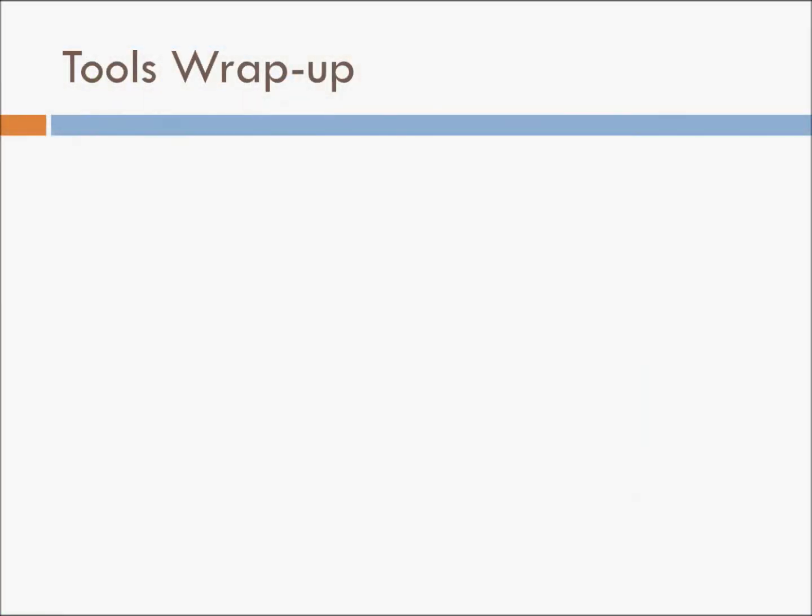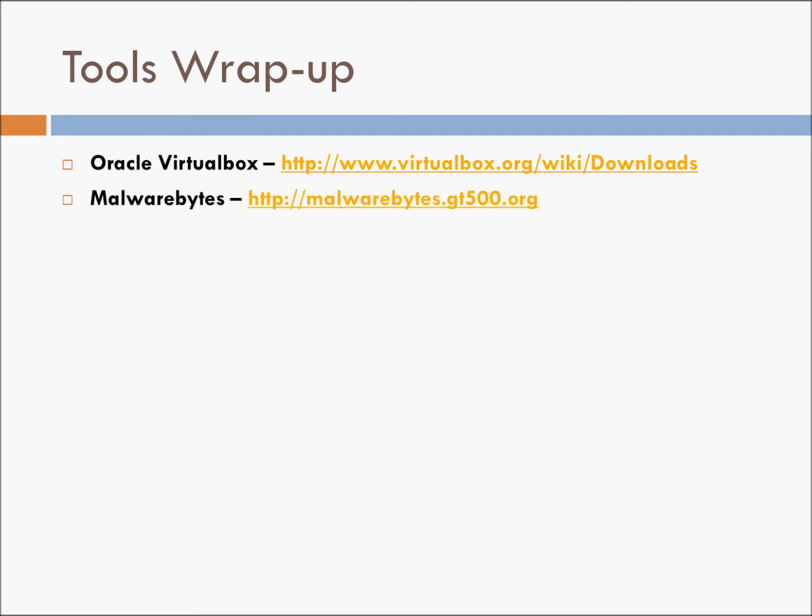To wrap up this section, we're going to go back over our different tools and their respective websites. Oracle VirtualBox, though I have not covered it in this DVD, it can be attained from their website, http://www.virtualbox.org/wiki/downloads. Malwarebytes can be attained from this website, http://malwarebytes.gt500.org.